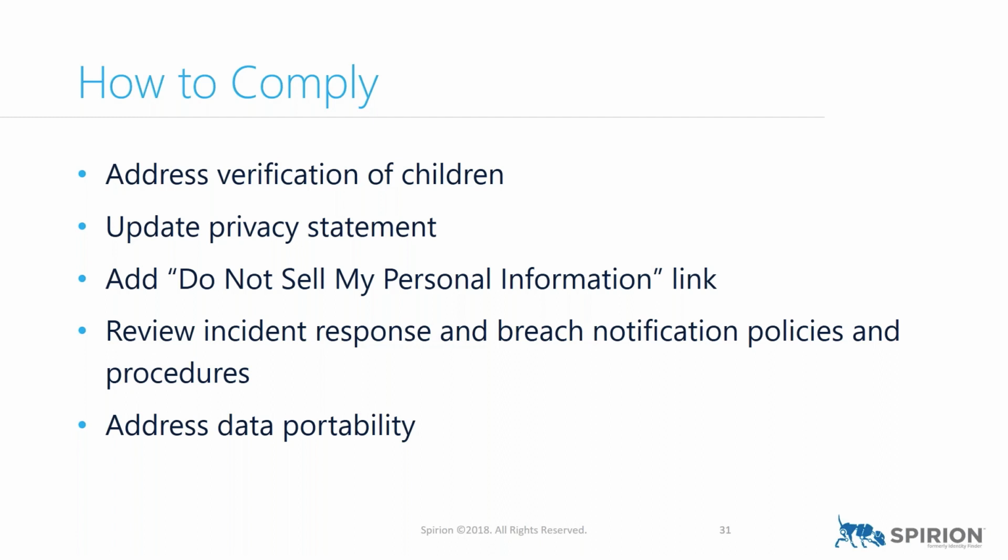So how to comply, again, address verification for children. There's the whole idea of opt-in, opt-out. A subset of that is verifying children to make sure that, if truly they're California residents, then that's something that's going to have to be addressed. You're going to have to update your privacy statement on your website, a la the privacy policy. You're going to have a link to it that says, do not sell my personal information. Quite literally, that's what's being prescribed in the law. Put that link that says those words. That way you can get to the opt-in, opt-out.